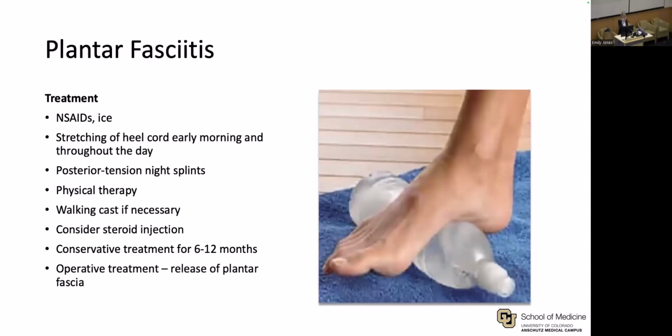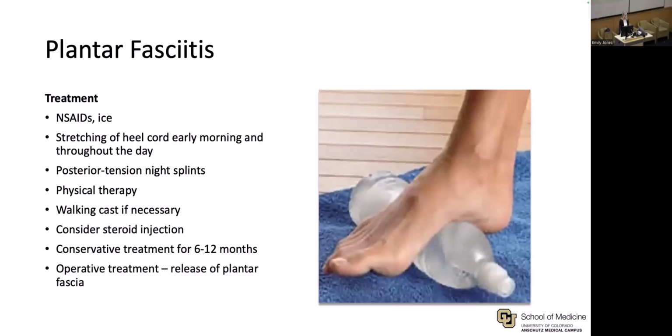Okay, treatment. NSAIDs, ice, stretching the heel cord early morning and throughout the day. Icing, I sometimes will tell them to freeze a water bottle or put a golf ball in the freezer and use that to kind of give them an ice massage.